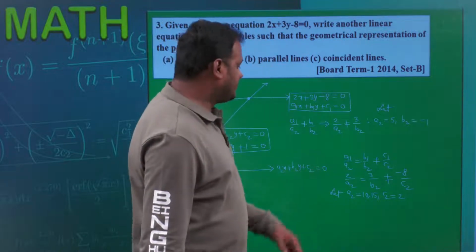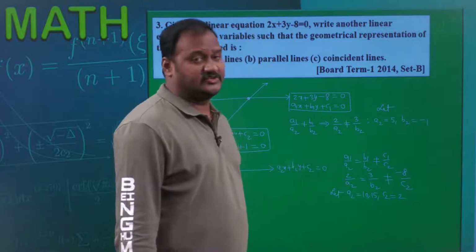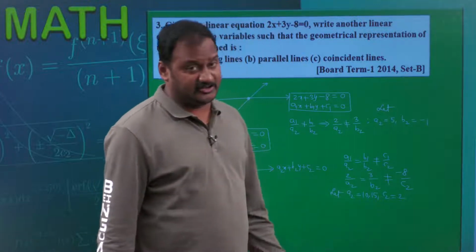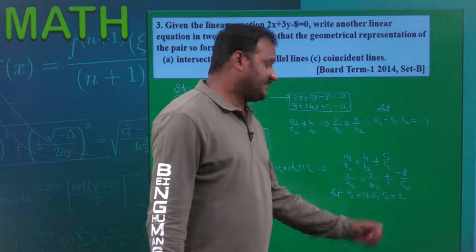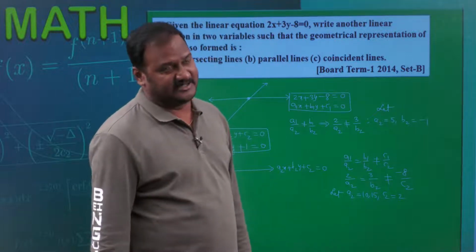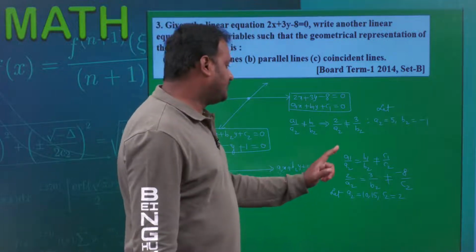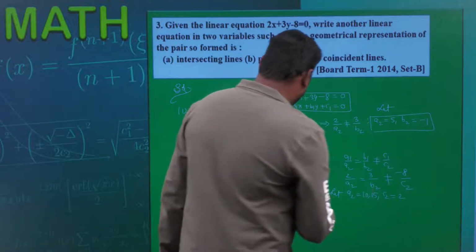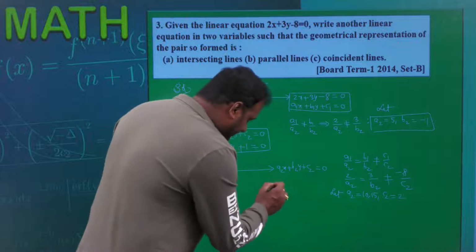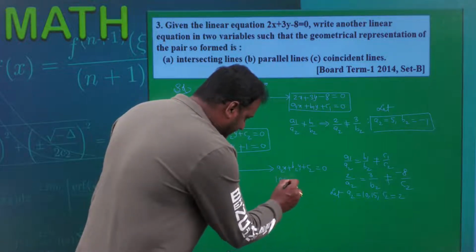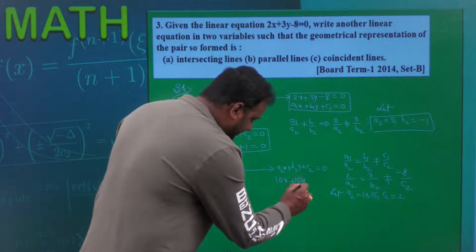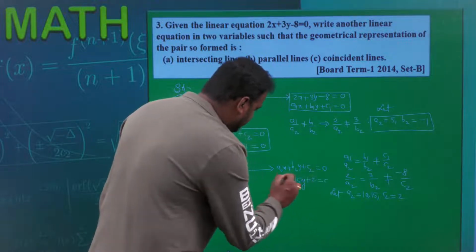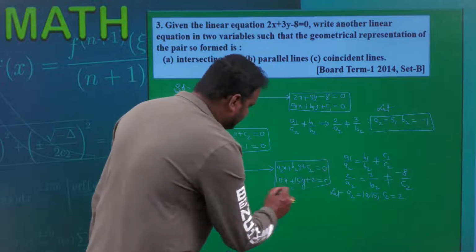Okay, now we substitute. 2 divided by 10, what is 2 divided by 10? Equal to 1 by 5. 3 divided by 15 also equal to 1 by 5. Minus 8 divided by 2 is equal to minus 4. So therefore a1 by a2 equals b1 by b2 but not equal to c1 by c2. So your equation is going to be a2 that is 10x plus b2 that is 15y, and c is going to be plus 2 is equal to 0. So these two are a pair of parallel lines.